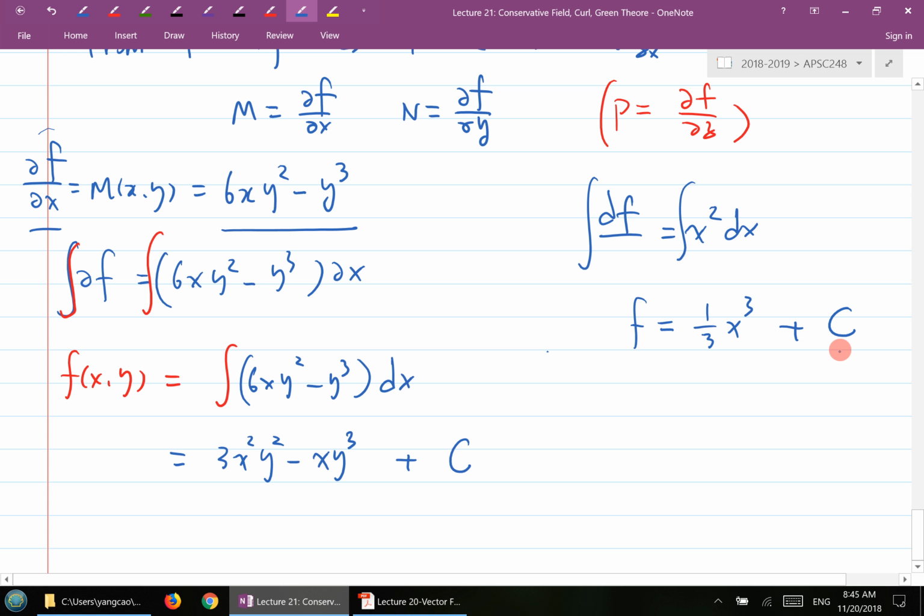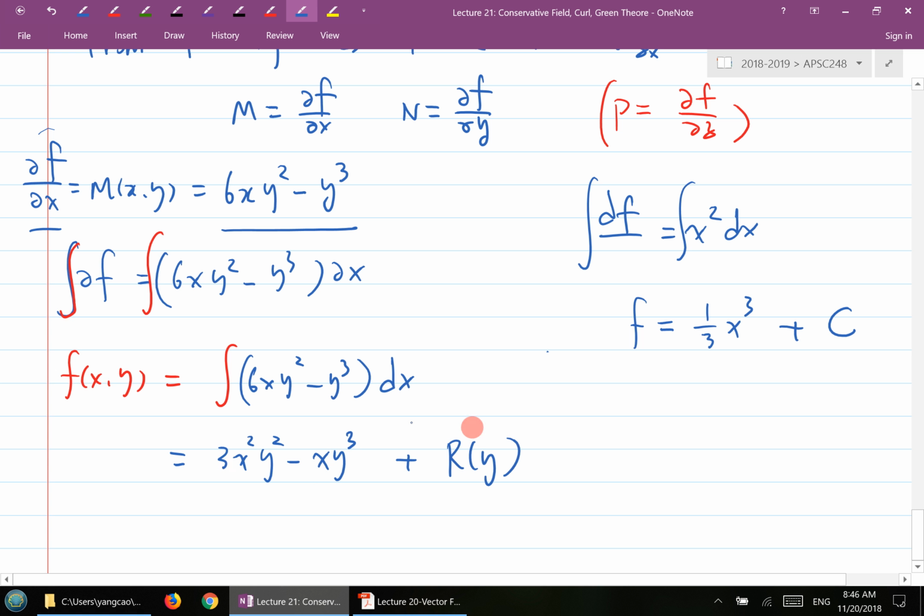You plus a c when it's a single function, single variable. But here, remember, you're considering y as a constant. So what you really plus, instead of calling it c, you should plus a function of y here. Because this is like the antiderivative, right?